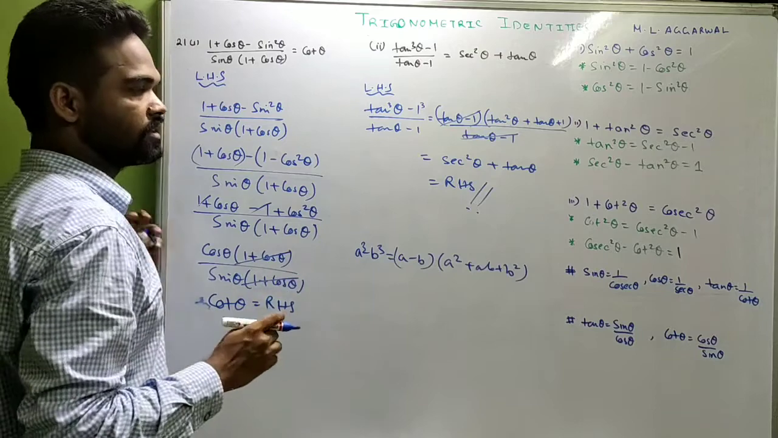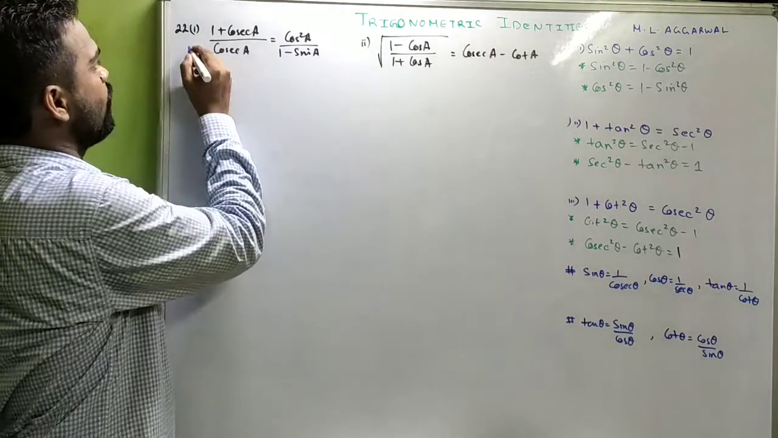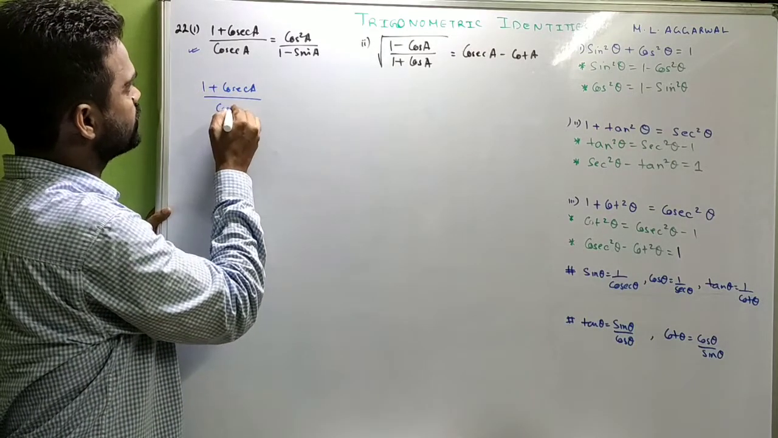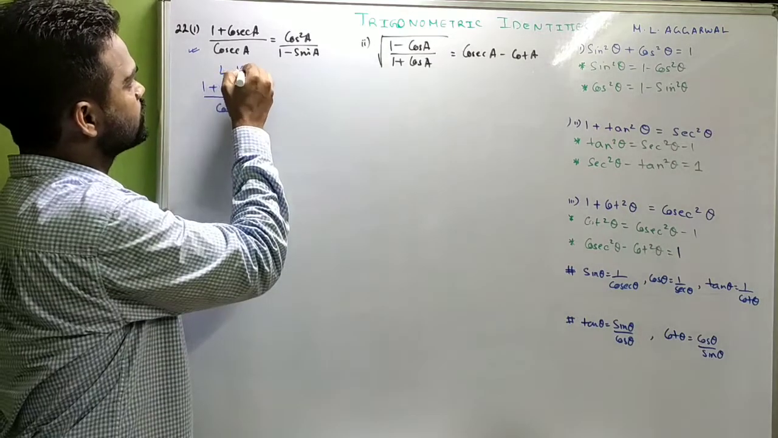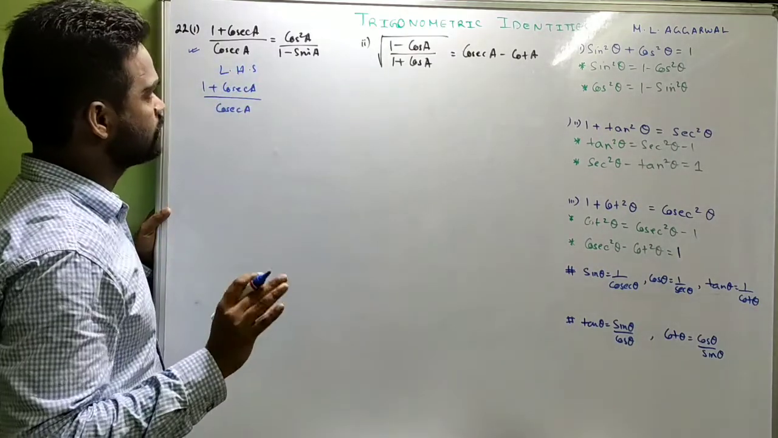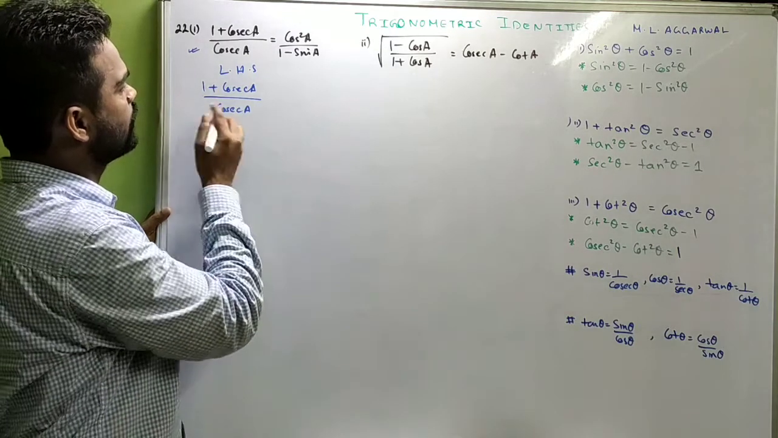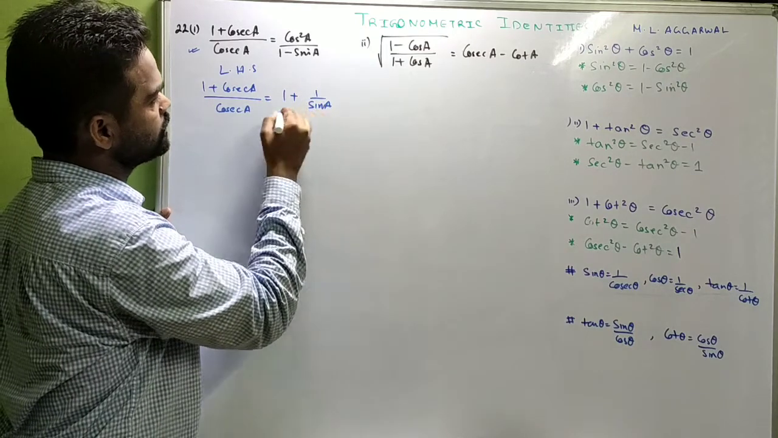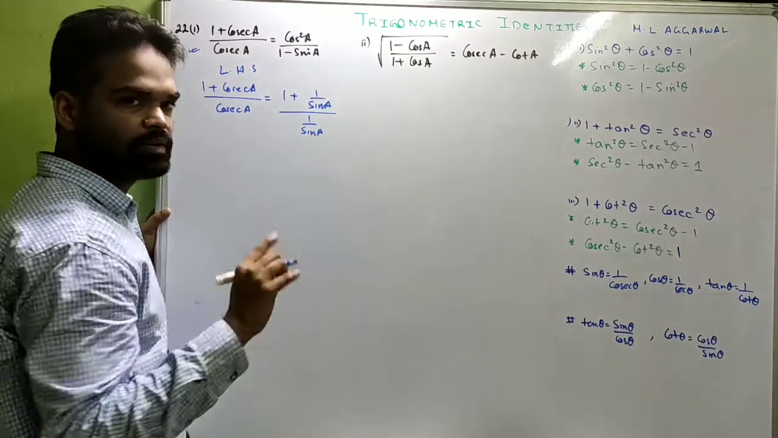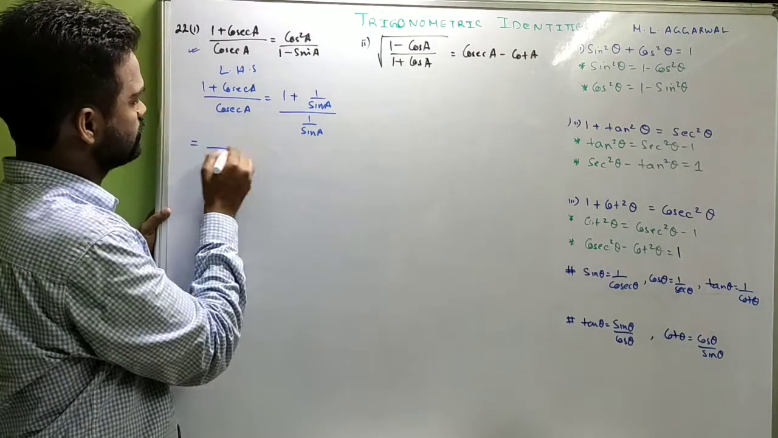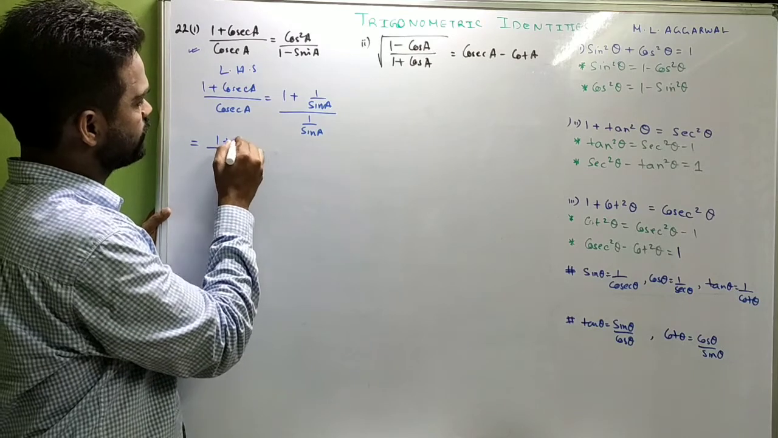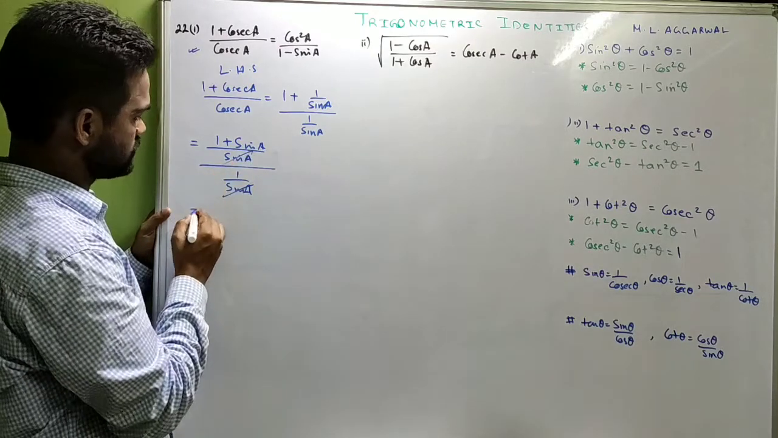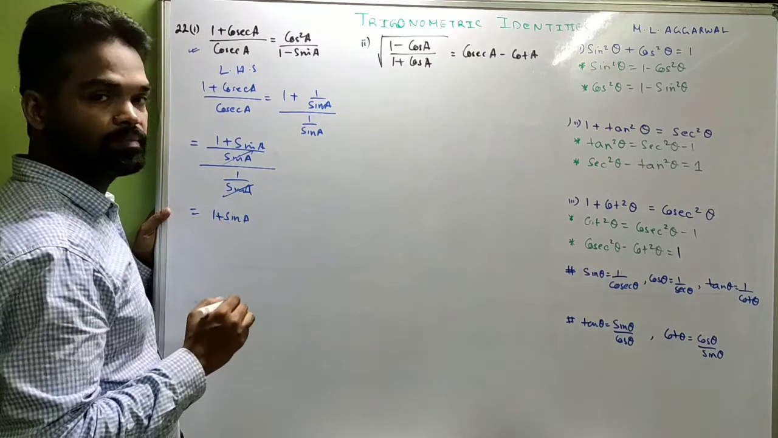Okay, now let us look at the next sum. Now look at 22 part 1. Prove that 1 plus cosec A by cosec A is equal to cos square A by 1 minus sin A. Now look over here. What I'll do, I'll change this to 1 plus 1 by sin A by 1 by sin A, because cosec A, we know, is 1 by sin A. Now take LCM, so that's sin A into 1 plus sin A by sin A.